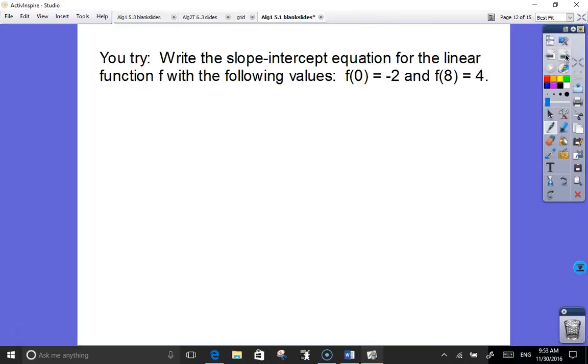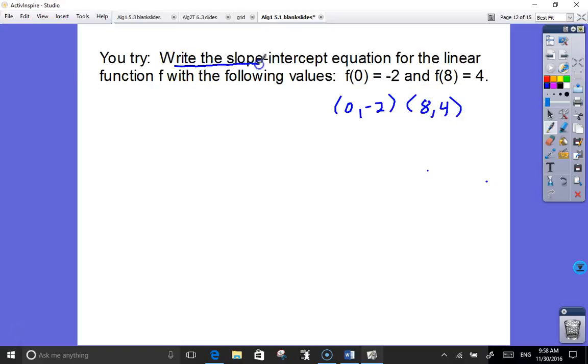Write the slope-intercept equation for the linear function if it has these values. f of 0 equals -2. f of 8 equals 4. I'm going to go through it again. These are easy steps. What's the point that goes with f of 0 equals -2? 0, -2. How complicated is that? What's the point that goes with f of 8 equals 4? 8, 4. Now we do exactly what we did on the prior slide.